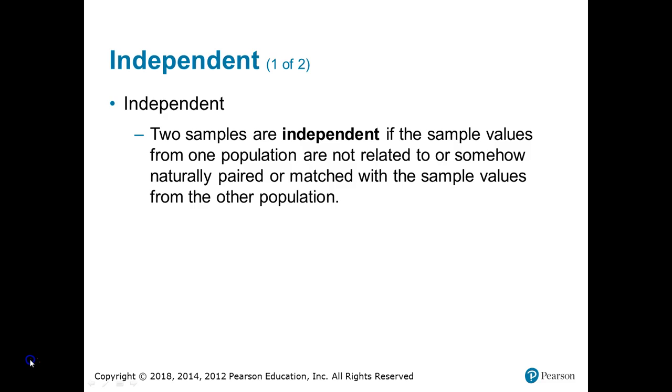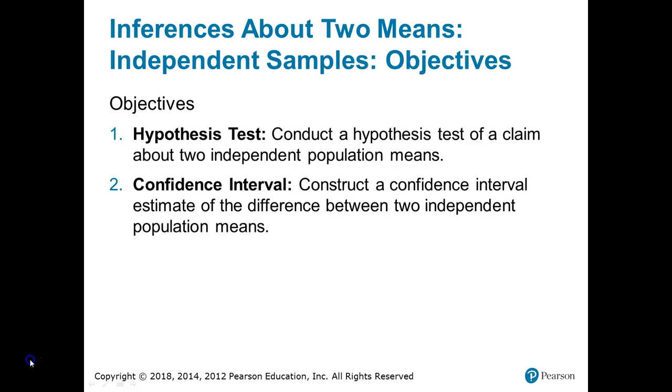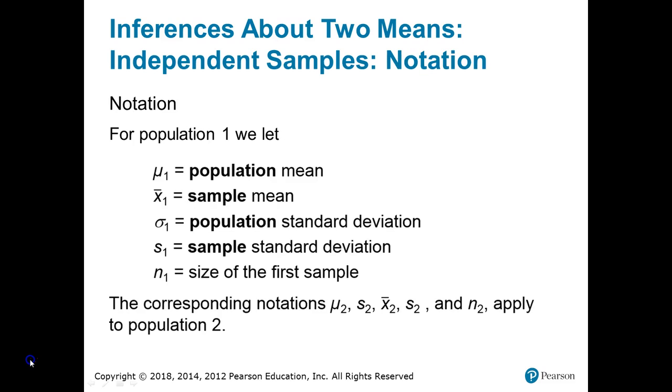So again, as you should know, two samples are independent if they are unrelated to one another, so one has no effect on the other. And then, as you probably figured, dependent means that they are somehow matched, that there is some kind of relationship. So the objective here is to do hypothesis tests and confidence intervals for these types of problems.